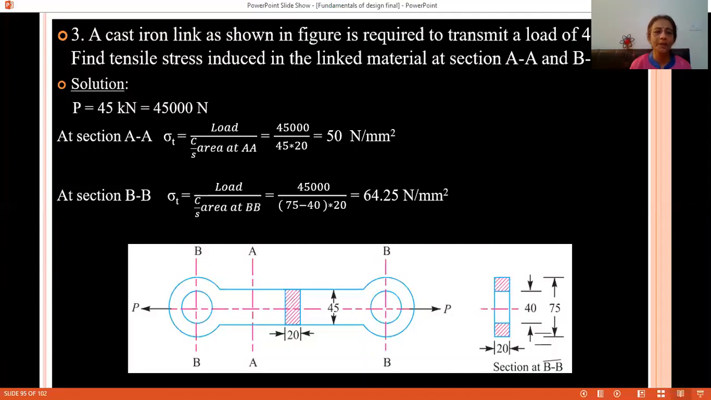At section BB, tensile stress is equal to load upon area at BB, which is 75 minus 40 into 20. So stress induced in the section BB is 64.25 Newton per mm square.